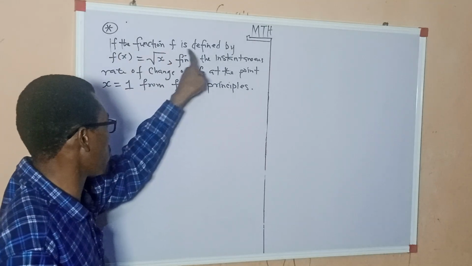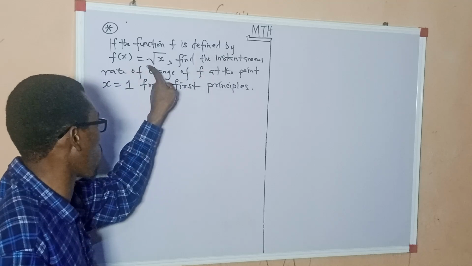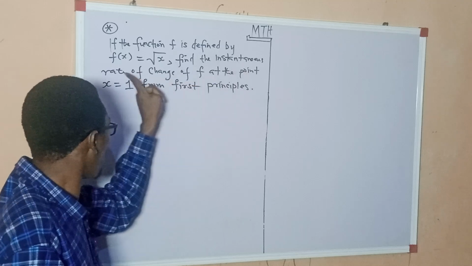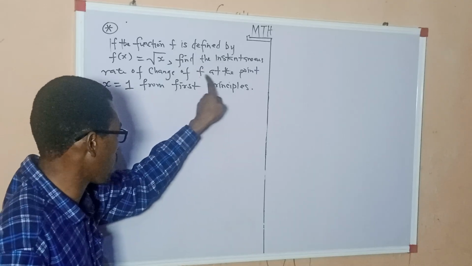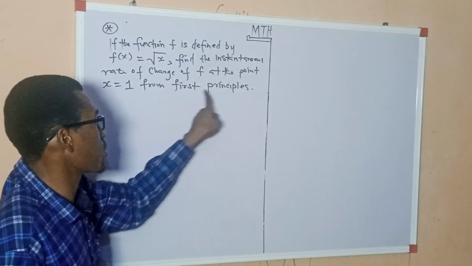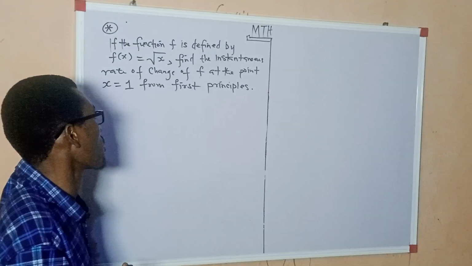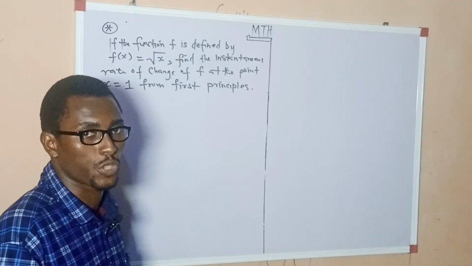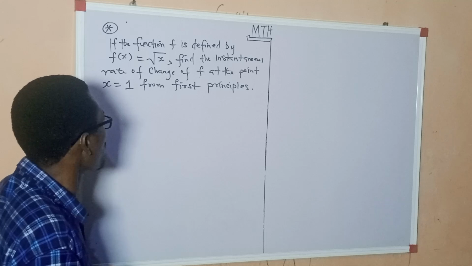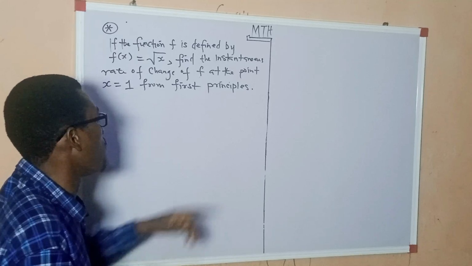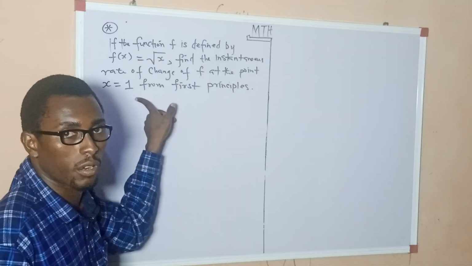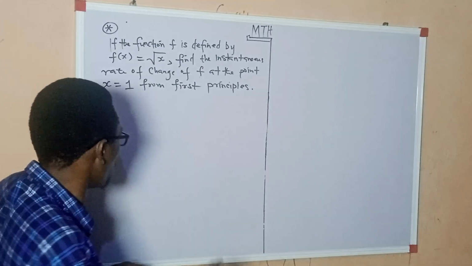If the function f is defined by f of x equals square root of x, find the instantaneous rate of change of f at the point x equals 1 from first principles. So we have to solve this problem from first principles. We have to find the instantaneous rate of change of f at the point when x equals 1. All right. Now let's go over the solution of this problem.